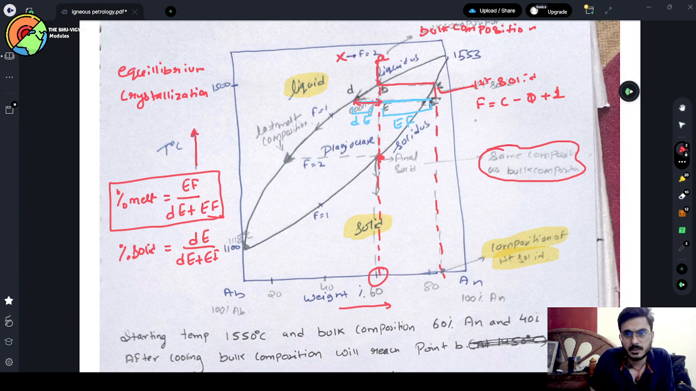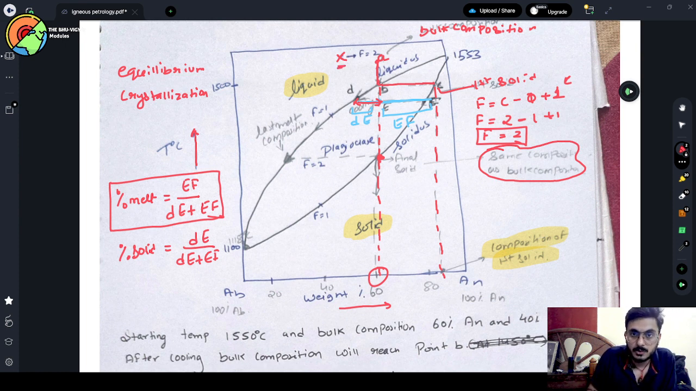We consider pressure as constant, so we use only one invariant case here. The number of components, as it is a binary system, we will always take as 2, and the number of phases here is only one phase, that is liquid. F = 2 - 1 + 1, so the degree of freedom will come out to be 2 at this point here at x.